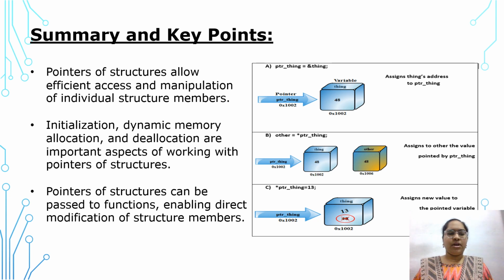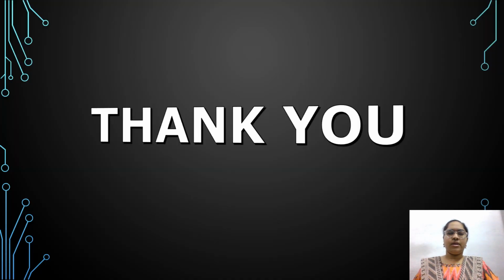And next, summary and key points from all the points. Pointer of structures allows efficient access and manipulation of individual structure members. Initialization, dynamic memory allocation, and deallocation are important aspects of working with pointer of structures. Pointer of structures can be passed to functions, enabling direct modification of structure members. As we have talked before, pointer of structures can be passed to functions and return values and addresses. And thank you.